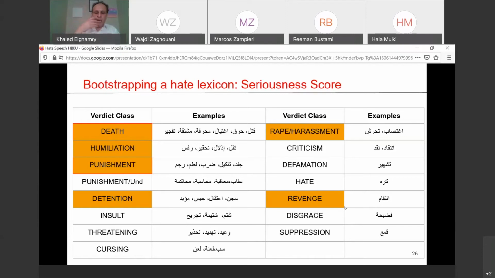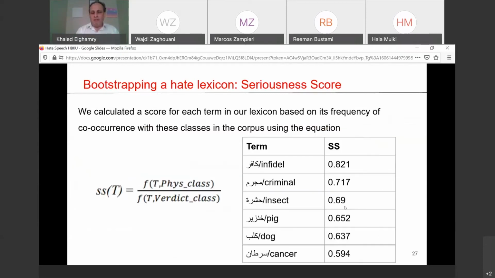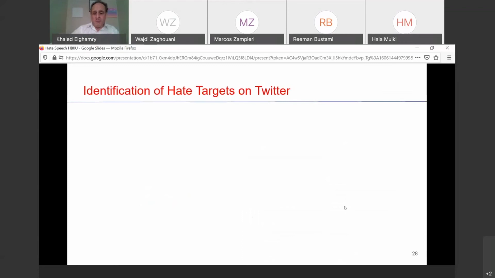Okay, so for example, the word infidel is the highest in terms of seriousness that triggers. Whenever you have a target of hate that is represented as kafir, usually the seriousness score was the highest, followed by the score of representing the target as criminal or insect or pig or dog or cancer, etc.